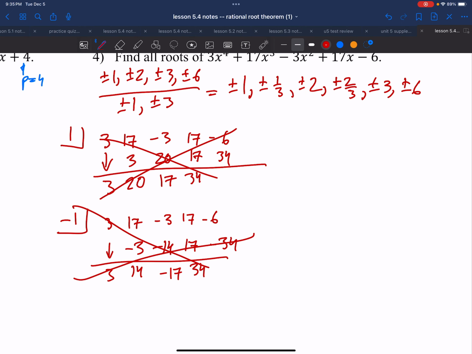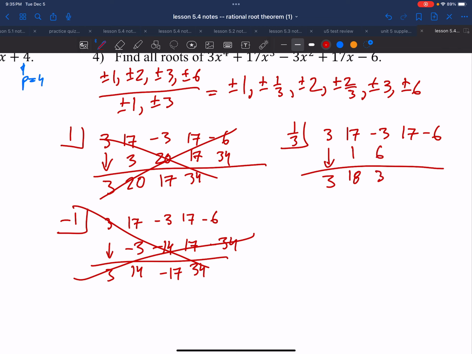Okay. Sure, let's embrace the fractions. Let's just do it. 1/3. Let's try 3, 17, 3, 17, and negative 6. Let's drop that 3. Let's see if this works. 3 times 1/3 is 1. That's 18. 1/3 of that is 6. Those two together are 3. That makes another 1, another 18, and then a 6. Hey, howdy. 1/3 actually worked.